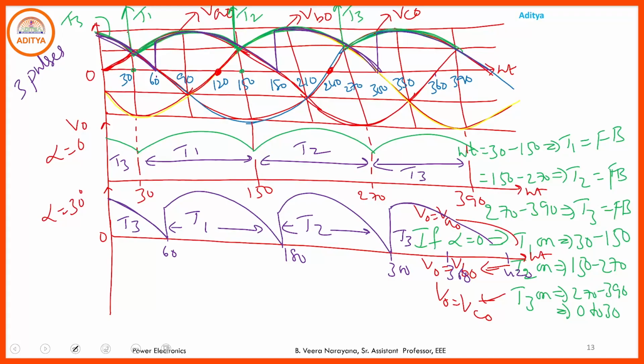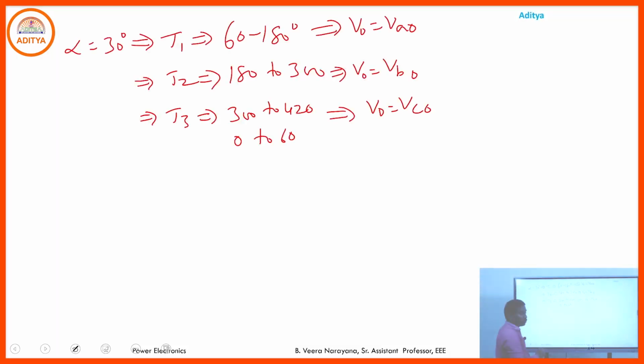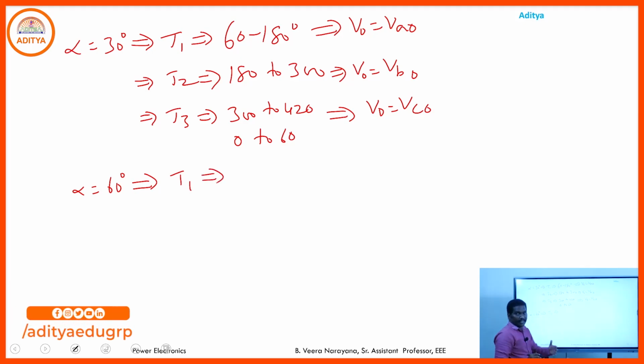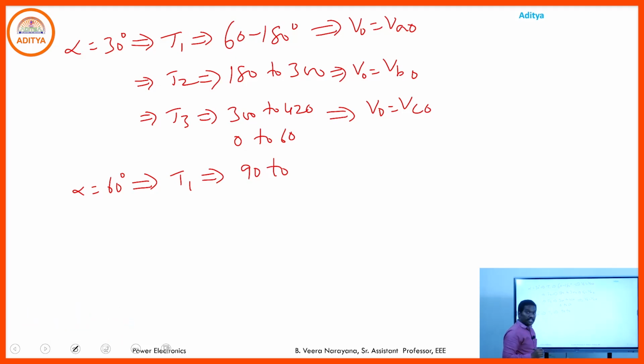So these are the output voltage waveforms for alpha equal to 30. Next we will draw another one for alpha equal to 60, then you understand the difference. Draw the timing diagram for alpha equal to 60. What are we getting? If alpha equal to 60, where T1 comes to the on state, we add plus 30. That is from 90. The conduction of each SCR is 120 degrees, so 90 to 210.